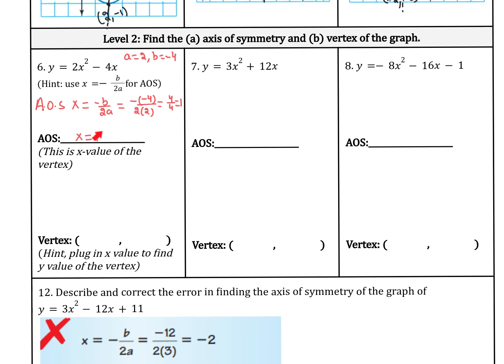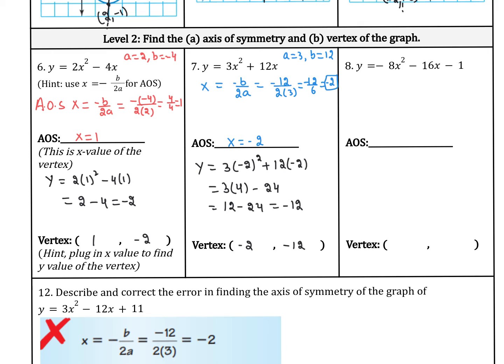Now use this x and plug it into the given equation. So y equals 2 times 1 squared minus 4 times 1. That's 2 minus 4, which equals -2. The x value is 1 and y is -2, so the vertex is (1, -2).